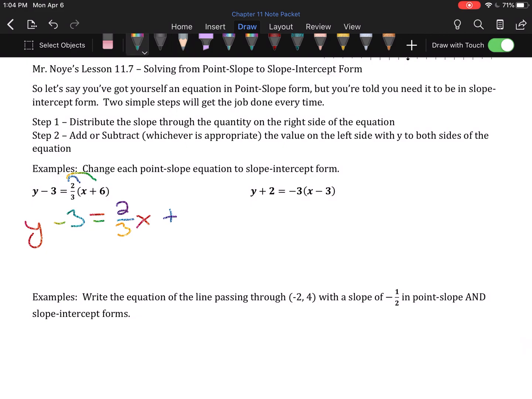2/3 times 6. Remember, whole number divided by denominator times numerator. 6 divided by 3 is 2. 2 times 2 is 4.